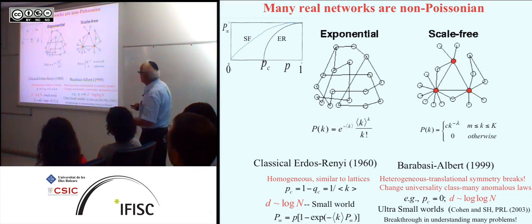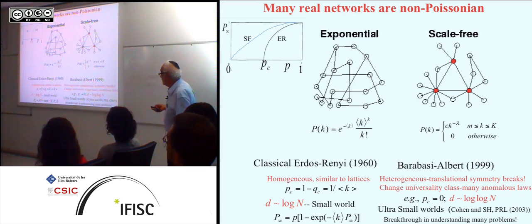So this was exciting in the early 2000s, and people became more interested. I show only a few results, but many more results show that we actually have a new universality class, which has new properties.